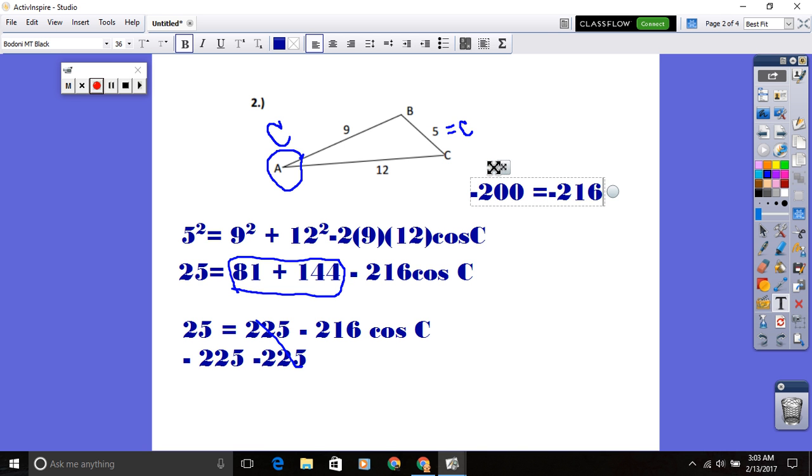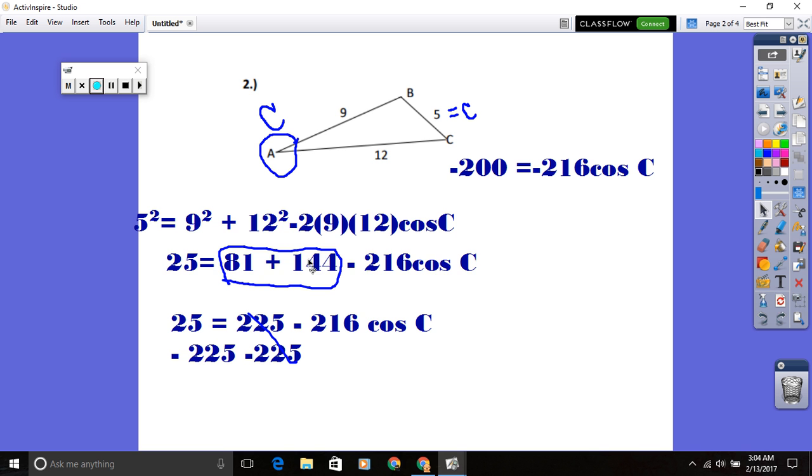negative 216 cosine c. So now I'm going to divide negative 200 by negative 216, and that gives me 0.9259. Now, that's going to start making it tricky. So what I would suggest is showing all your moves and then typing it in your calculator. So let me move some of these expressions out of the way.